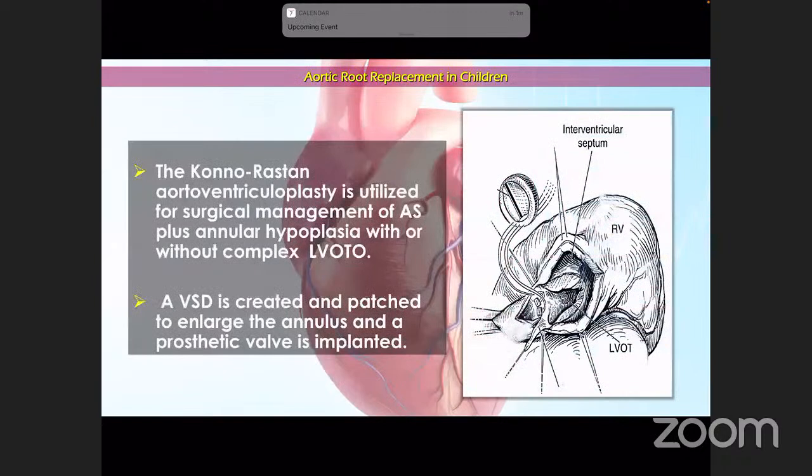Now, another thing, particularly in children: when the aortic root is totally destroyed, then maybe you can replace the aortic valve with a mechanical valve. And in children, as you know, the annulus may be small, and therefore the Konno procedure was introduced, where a ventricular septal defect is created to enlarge the annulus. This VSD is patched, and this allows you to put a larger prosthesis into the aortic annulus.